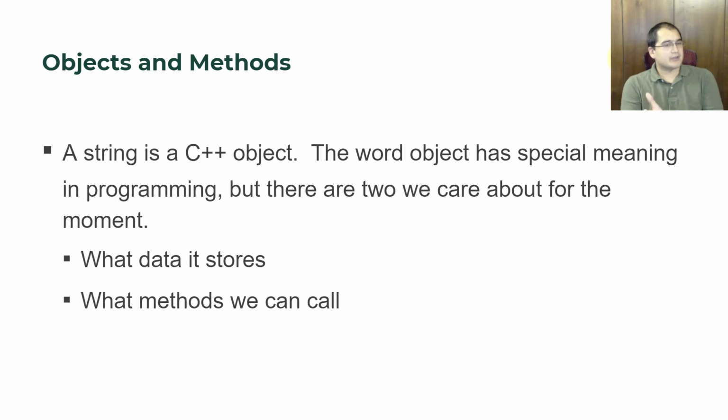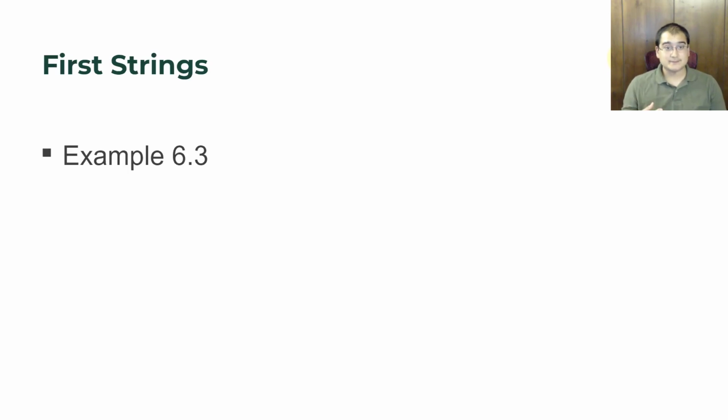Okay, so the other thing to note is the string is our first example of a C++ object. Well, we've actually had some other C++ objects, but we haven't been thinking about them as such. Like cin and cout, those are actually standard template library objects as well, but we'll talk more about those later. But generally, when we're talking about objects, we care about two things. We care about what data it stores and what methods that object provides for us to call.